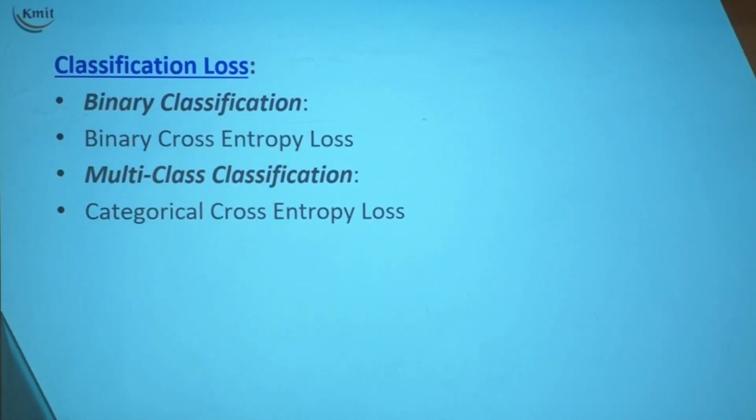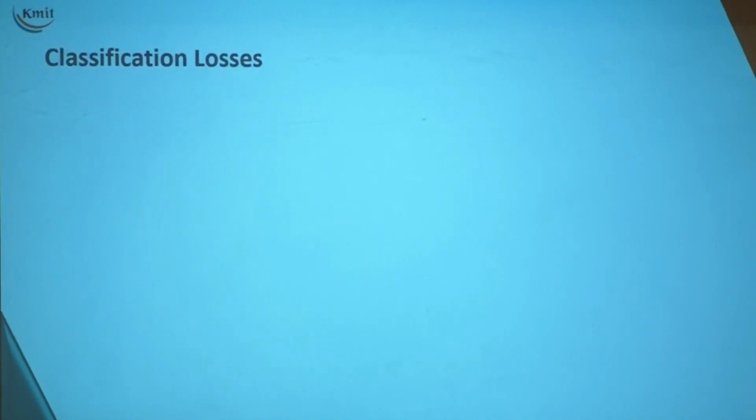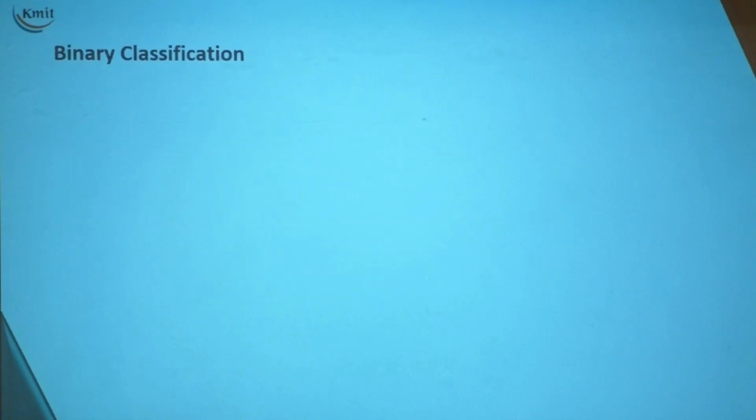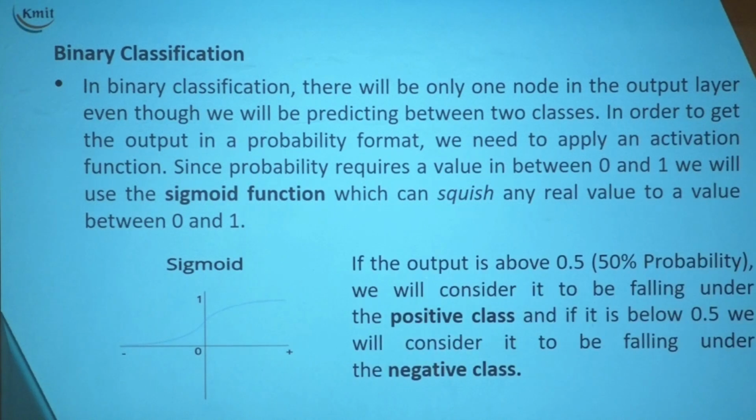Okay. For classification, what loss do we use? For binary classification, we use binary cross entropy. For multi-class, we use categorical cross entropy. Okay. So for classification, we are predicting the probability if it is multi-class. So we'll have to go for probability of that particular class. Okay. When it is binary classification, please note down.